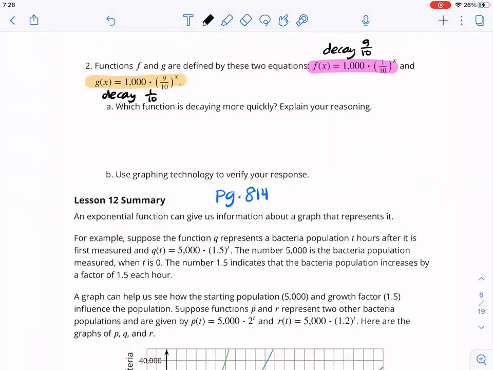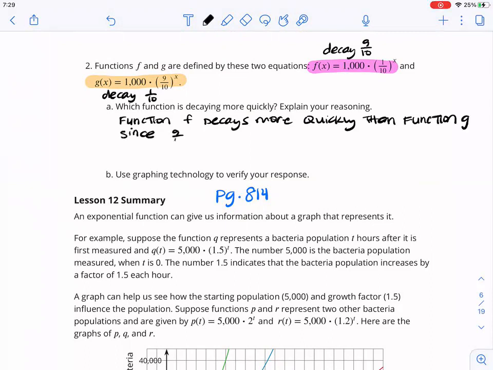So which one is actually decaying more quickly? It's the one that decays with the largest number. So that would be 9/10. So that's function f. So I'm going to say function f decays more quickly than function g, since 9/10 is greater than 1/10.